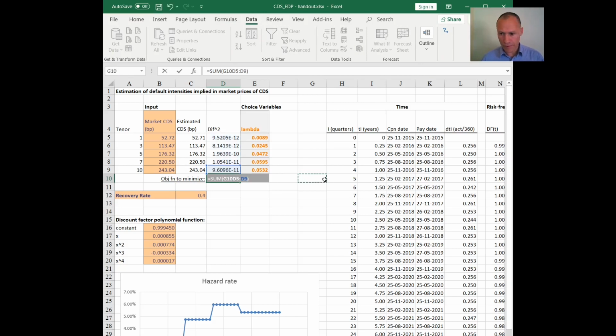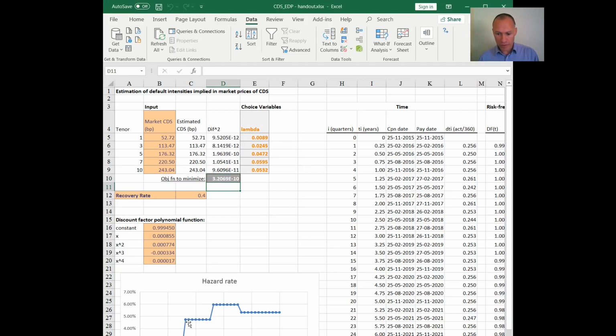Oops. So, nope. Data, solver. So what I'm doing is I am minimizing this cell here by changing at once all these cells here. Okay, and this works reasonably well. It immediately gives me all the lambdas in just one single step, right? And that is the result. These are the final lambdas, and they are also plotted here.